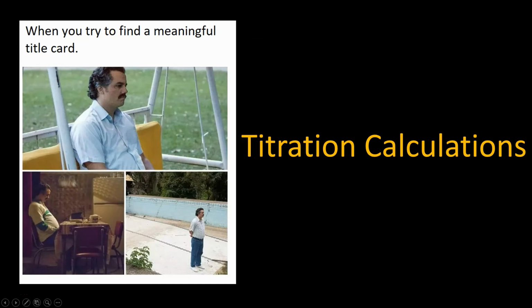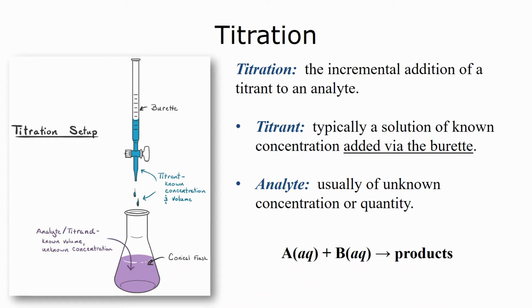In this video, we will demonstrate how to perform titration calculations. A titration is the incremental addition of a titrant to an analyte. This is an analytical technique that is exclusive to solution chemistry. The titrant is a solution of known concentration added via a precise burette, and the analyte is usually of unknown concentration or unknown quantity. A titration is essentially measuring the stoichiometric ratios in which two compounds react.